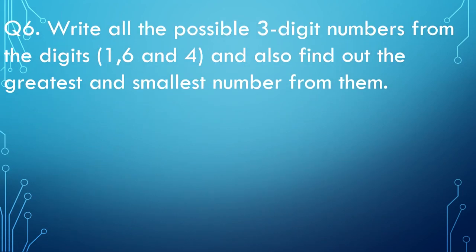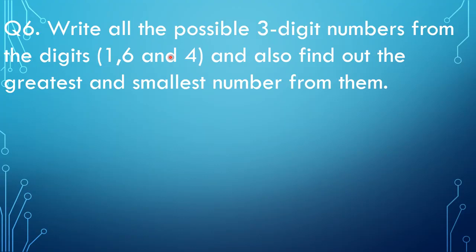Now in question number 6, write all the possible 3-digit numbers from the digits 1, 6 and 4 and also find out the greatest and smallest number from them. So beta 3 digits हमें दी हुई हैं that is 1, 6 and 4 and we have to write all possible numbers by replacing the places.